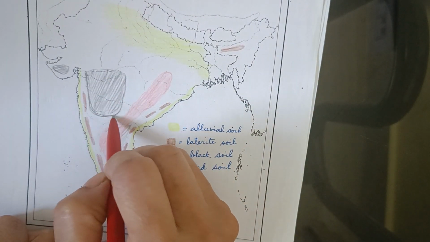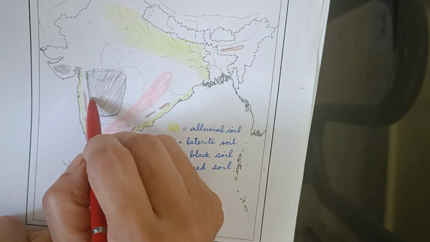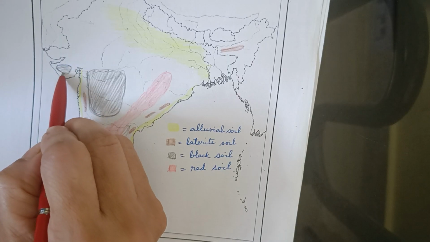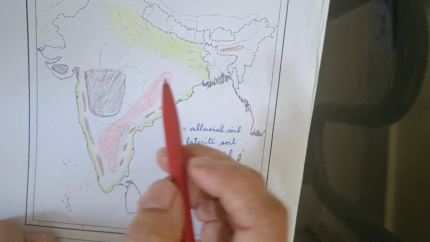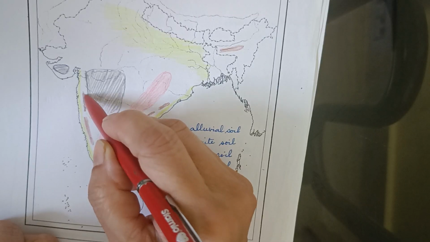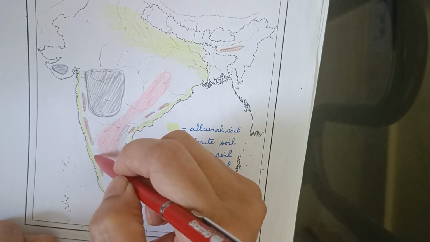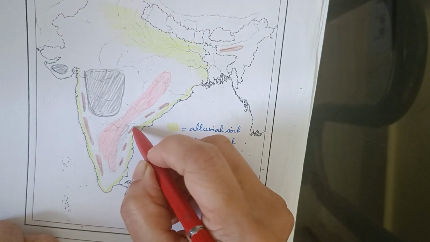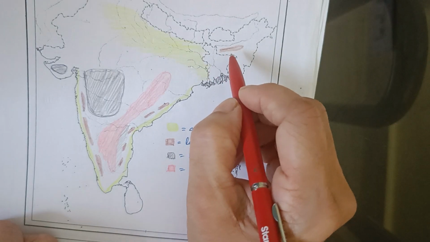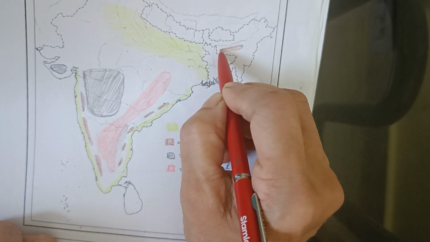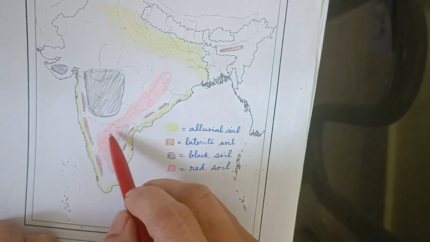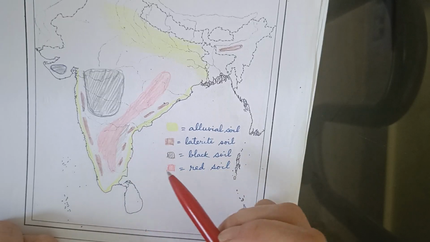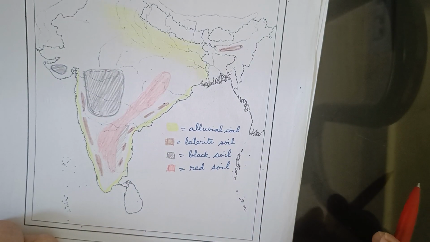Black soil, this is your Deccan Trap region, so one small patch out here, another patch here, this portion. So these two are black soil. Laterite soil always in patches. This is the summit of Western Ghats, this becomes the summit of Eastern Ghats, and we have one small patch here, the Assam Hills here. Red soil, this whole patch, make sure that you shade Tamil Nadu, because Tamil Nadu is very, very important for red soil.